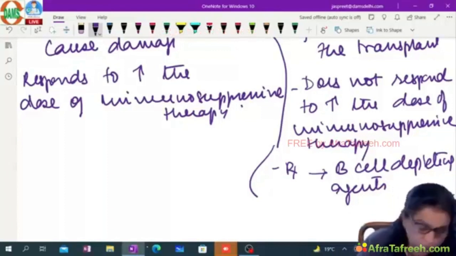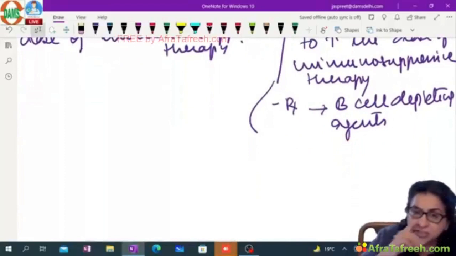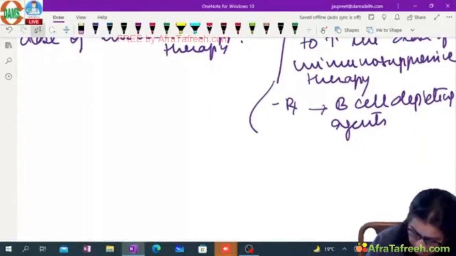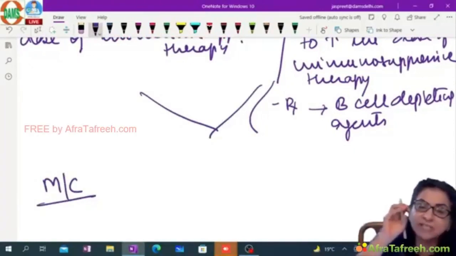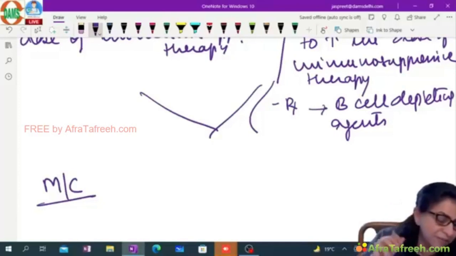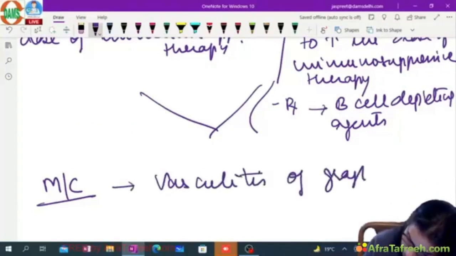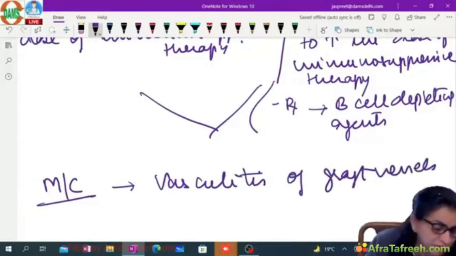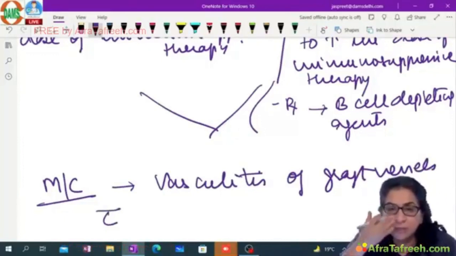Okay. Now microscopy, what do you see in acute rejection? Whether it is humoral or cellular, what do you see? It is basically again the blood vessels of the graft are inflamed. So there is vasculitis of the graft vessels. So we see vasculitis of graft vessels in the kidney.